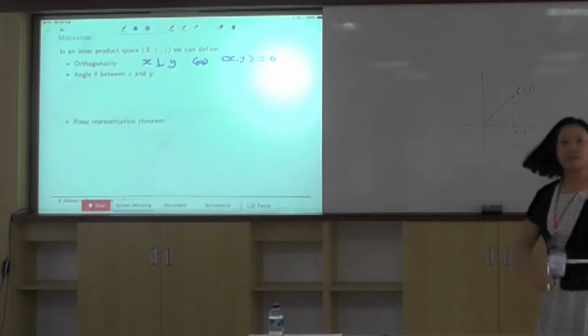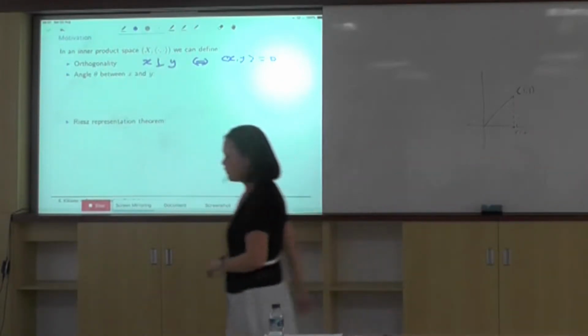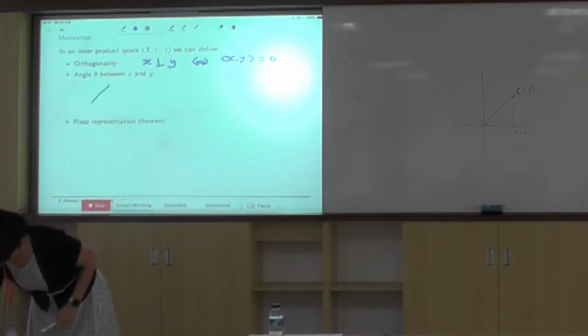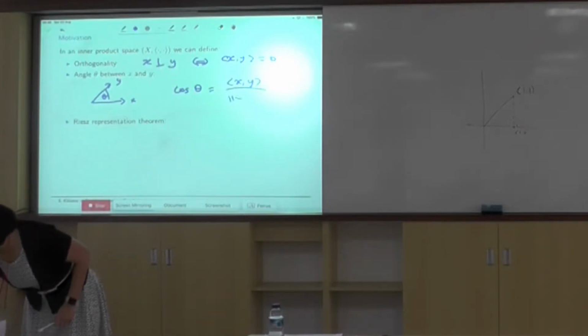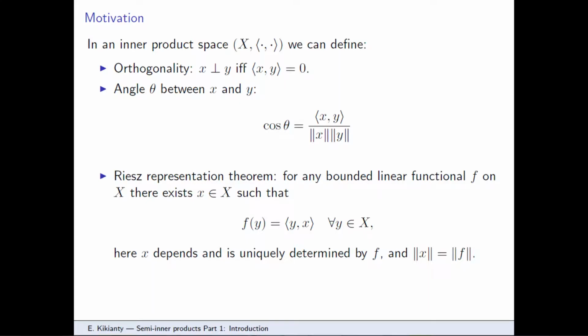Hendra alluded to this yesterday. If you have an inner product, you can also define the angle between two vectors. So let's say you have vectors like this. That's your angle theta. Then cos theta is what? The inner product of X and Y divided by the norms of the vectors. Okay, so nice.